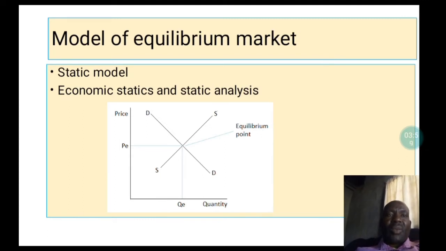Now we need to understand that this is a static model. This is where the statistics actually apply. Because as you can see, there is no movement in this model of an equilibrium market. Okay, so it's a static model. Now let's proceed.